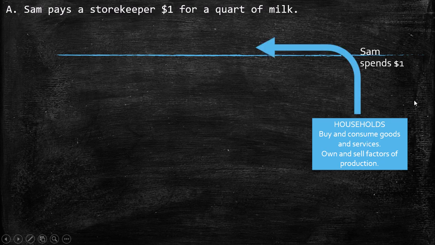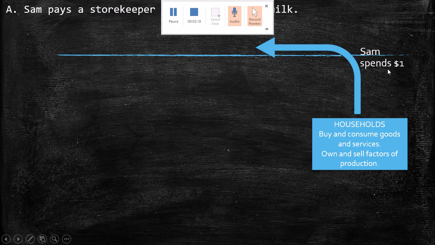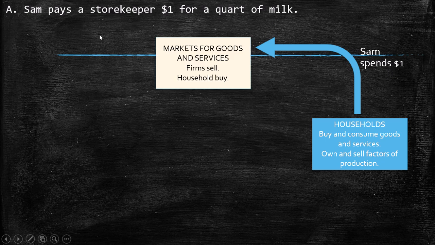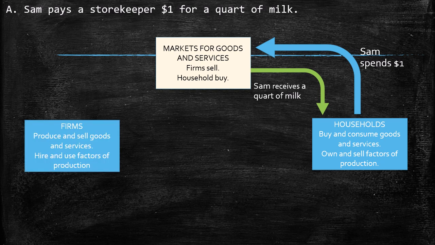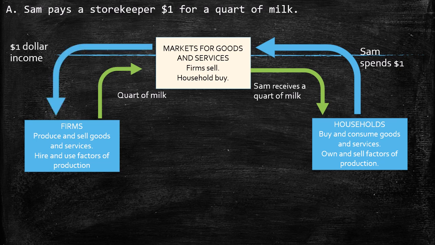In this case, this is the flow of dollars, which is the outer loop. So Sam spends $1, but he goes to the market, so we can say that this storekeeper is inside the markets for goods and services, where the households buy and the firms sell. In exchange for this $1 he receives a quart of milk, but on the other side there are the firms, where they produce and sell goods and services. So the firm provides the quart of milk. Instead, it receives revenue, which is the $1 income.